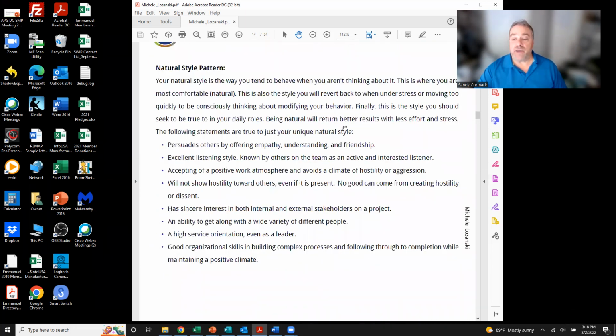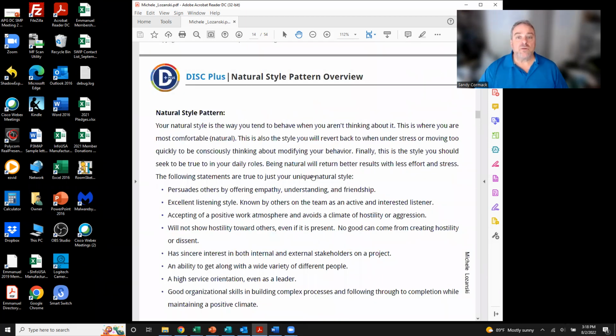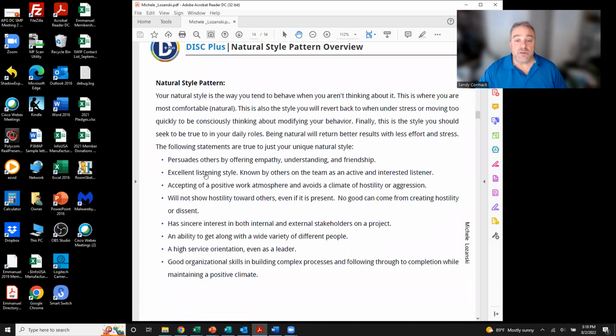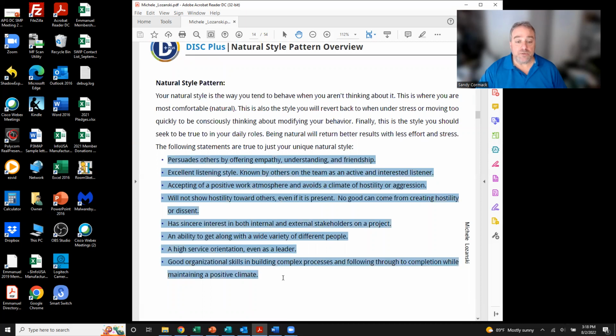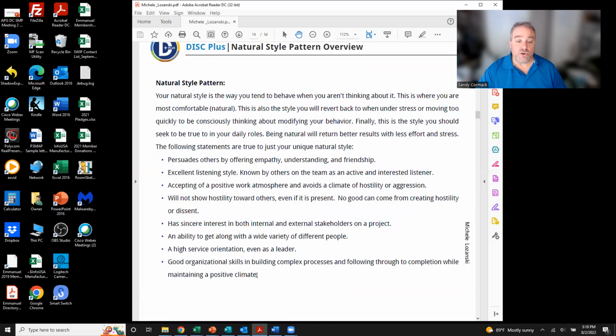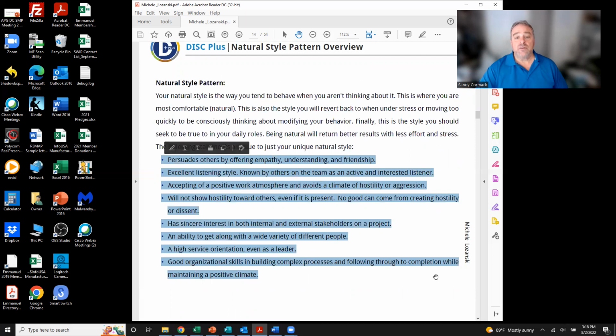So then on page 14, we bring all four of them together. And these are a set of statements that describe you based on other people who score the same as you. So this person with their unique pattern persuades others by offering empathy, understanding, and friendship, has sincere interest in both internal and external stakeholders on a project, a high service orientation, even as a leader, good organizational skills in building complex processes. Again, highlight these.